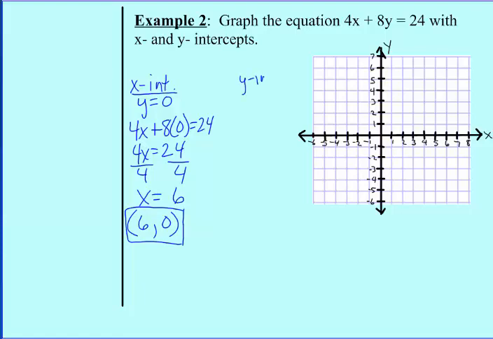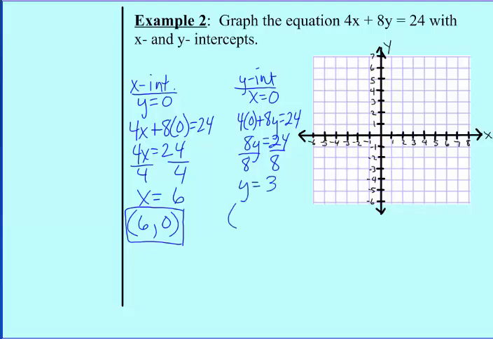Y-intercept. What do we know about all y-intercepts? The x is equal to 0. So I'm going to plug that into my equation. 4 times 0 plus 8y equals 24. Simplify. So I get 8y equals 24. Divide both sides by 8. Y is equal to 3. So my ordered pair is 0, 3. That is the y-intercept. Now I have 2 points, 2 ordered pairs.